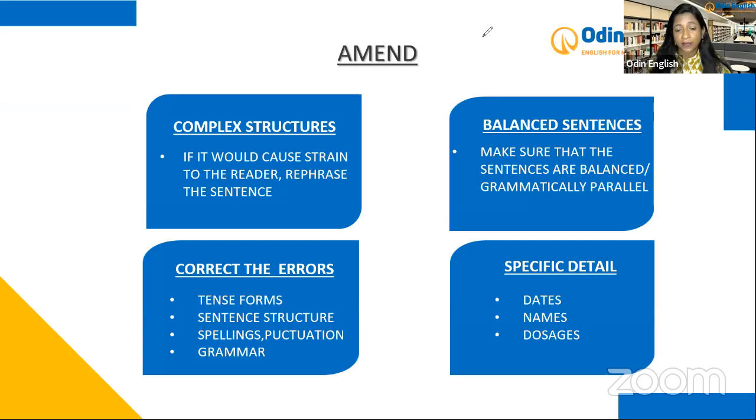Then the other thing that you have to check is correcting the errors in the tense form, the punctuation, the spellings, the grammar, etc. Then for the specific details, I've seen that people make mistakes in the patient's name. Sometimes the name of the recipient and the patient were interchanged. Sometimes the dates will be changed, the dosage may be changed by mistake. So make sure that you double check all these things. These four things are the areas that you may have to double check and change if needed.